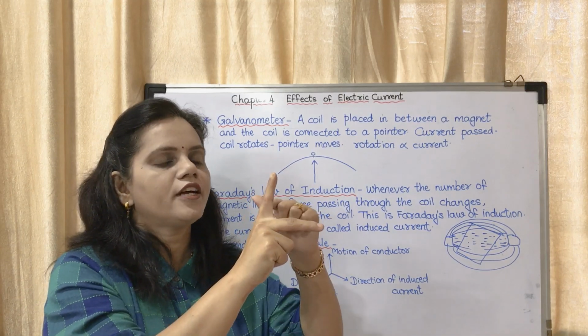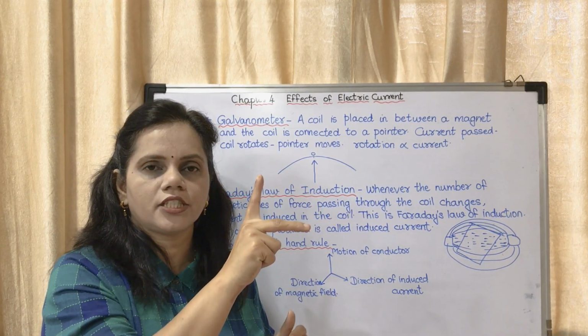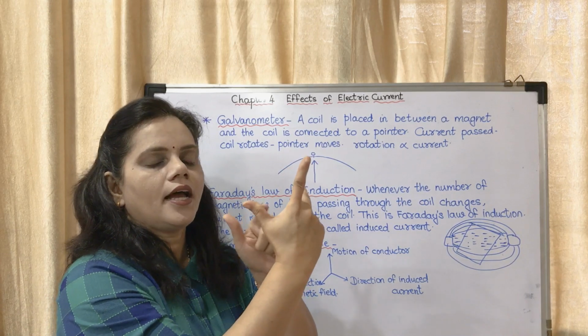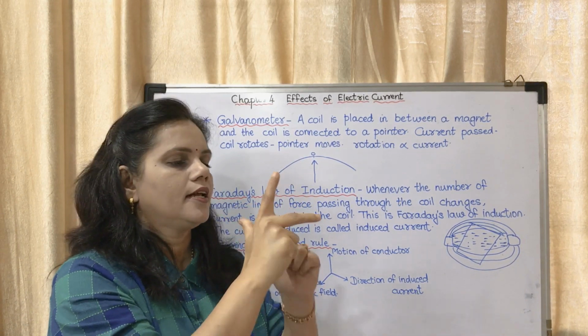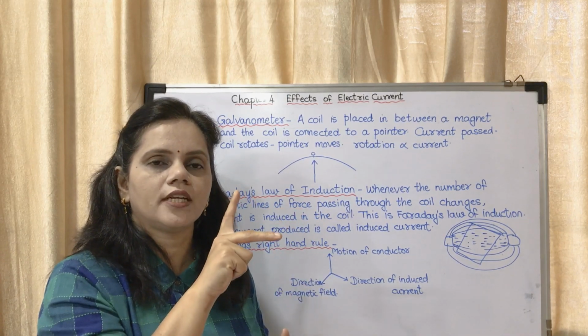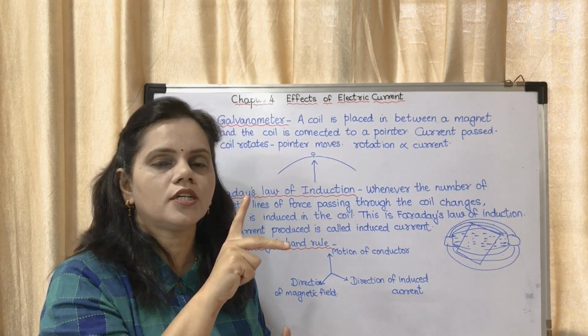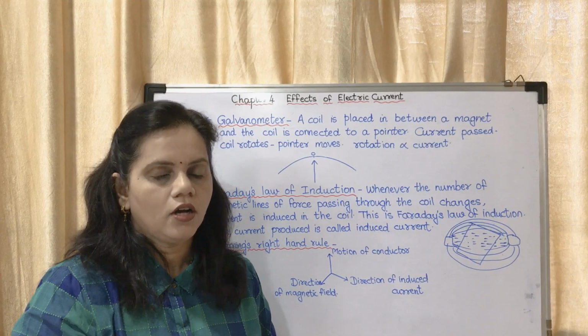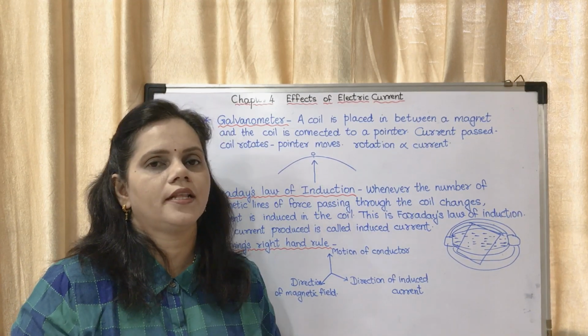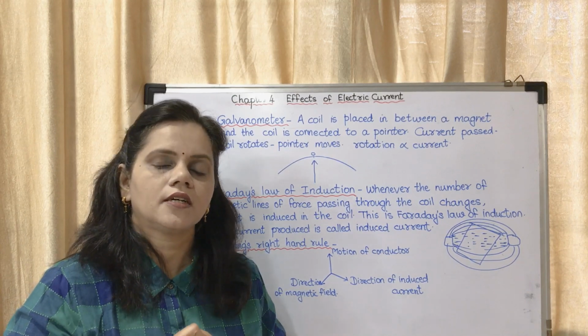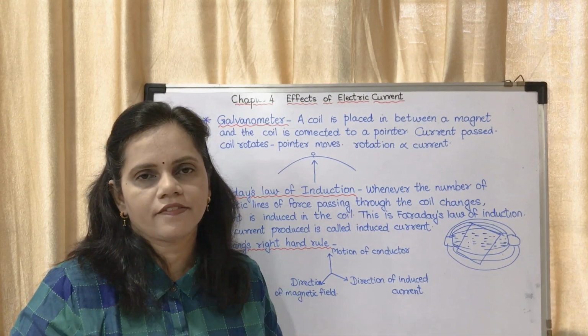If the index finger shows the direction of magnetic field and the thumb shows the direction of motion of conductor, then the central finger will show the direction of induced current. That is the law. In your answer the term induced should be there, otherwise they will cut complete marks. You won't get even half the mark.